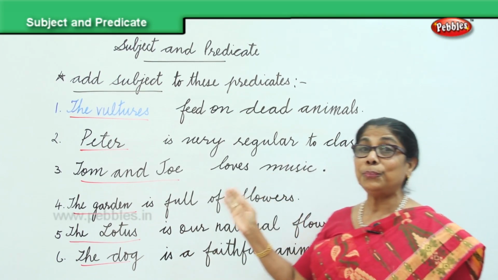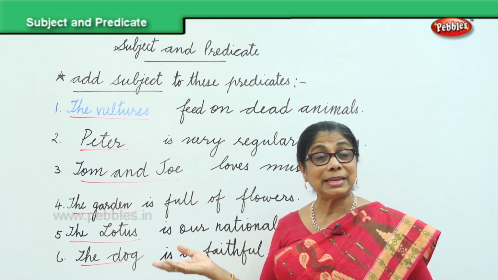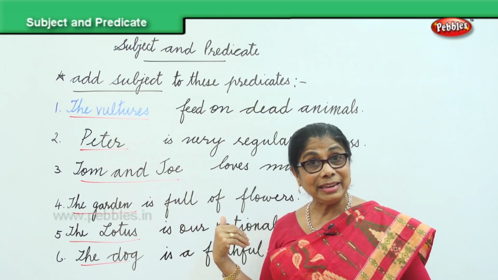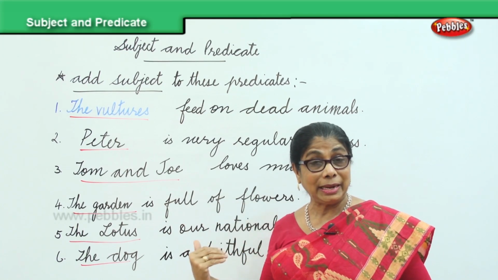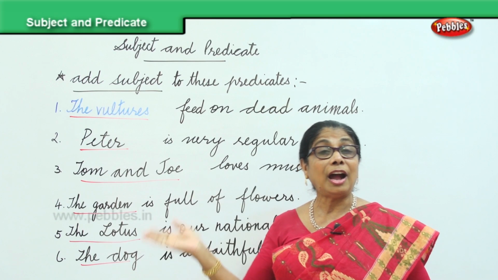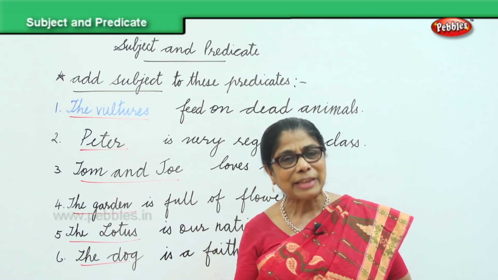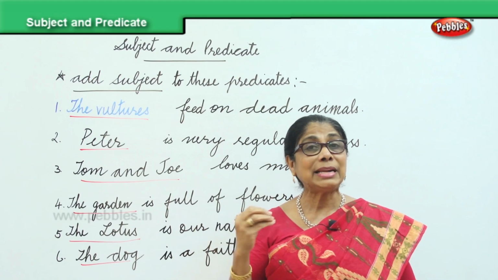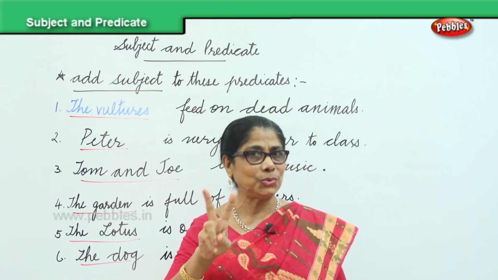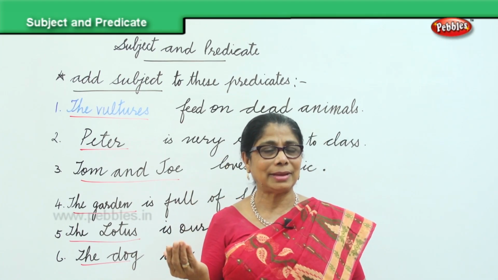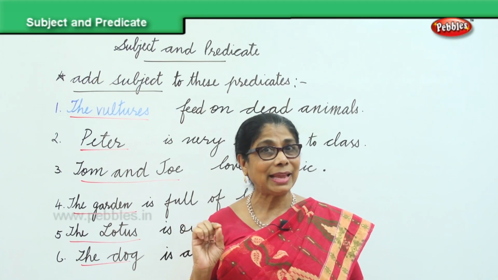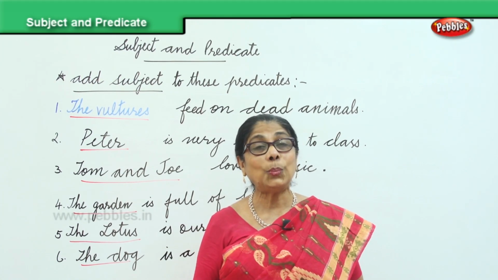So now you know how to supply the subject when the predicate is given, how to supply the predicate when the subject is given, and how, if I give you the subject and the predicate, you know how to match them correctly. Always remember the sentence has two parts, the subject and the predicate. It begins with a capital letter and ends with the full stop.